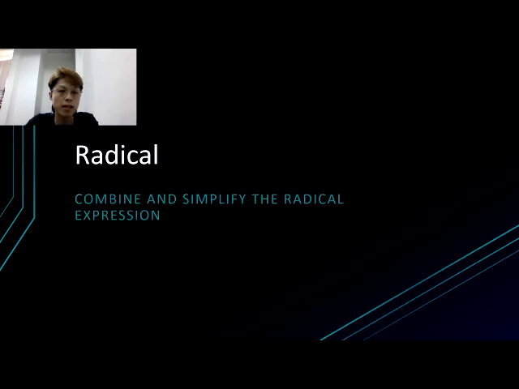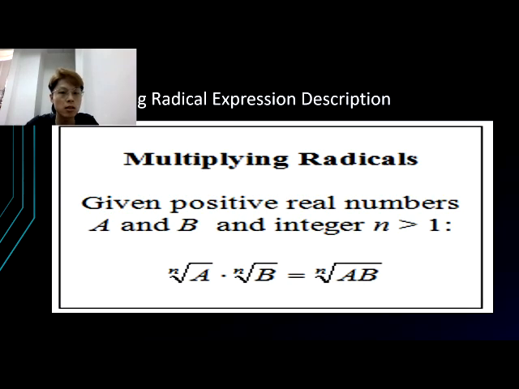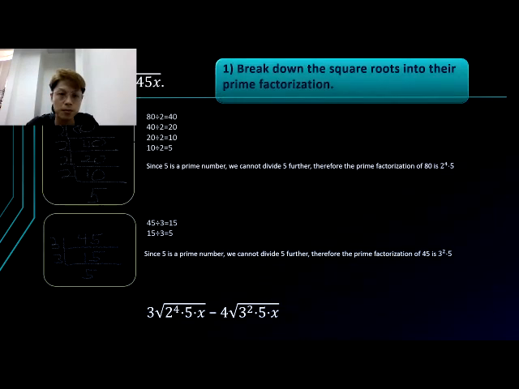So the second is the radical. We combine and simplify the radical expression. So this is the formula. If n, the index, is outside of the square root, then the nth root of a multiplied by the nth root of b will equal the nth root of a times b, because it's a multiplication. So actually there are methods. This is the first method.